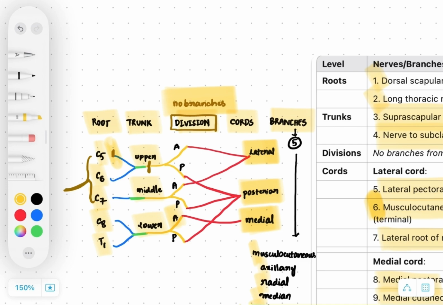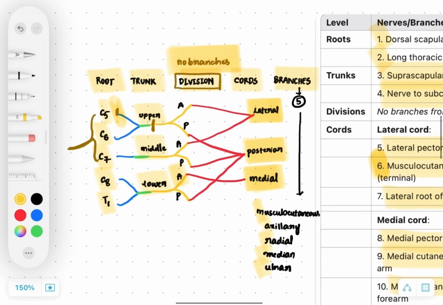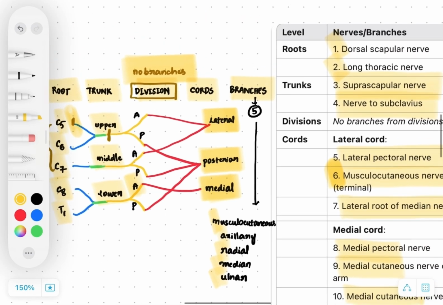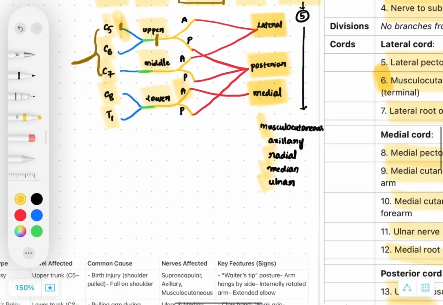All the posterior divisions form the posterior cord, the anterior divisions of the upper and middle trunks form the lateral cord, and the anterior division of the lower trunk forms the medial cord, and the 5 terminal branches are the musculocutaneous, axillary, radial, median and ulnar nerves. And we have also seen the nerves arising from various levels, from roots to the cords.